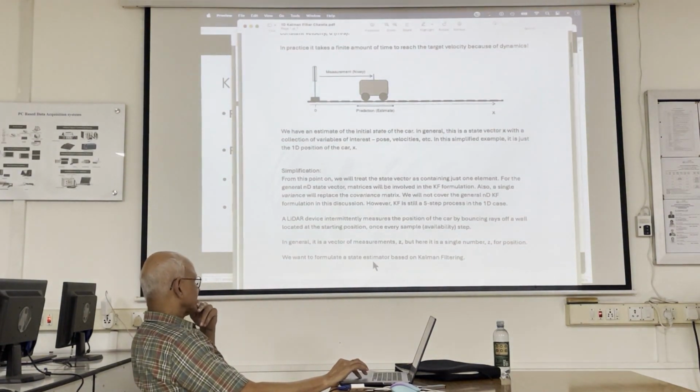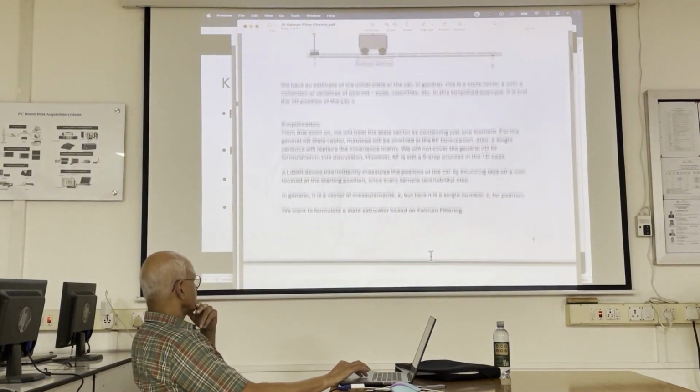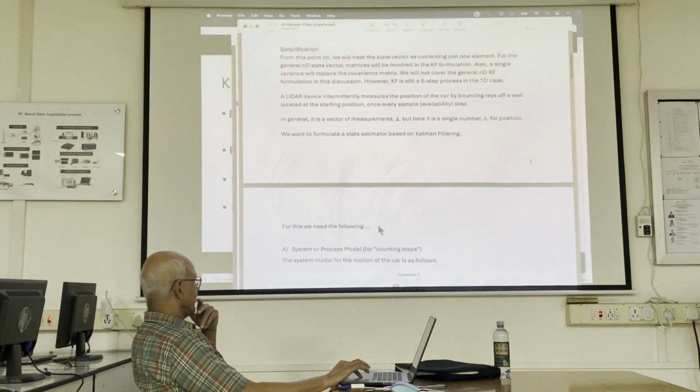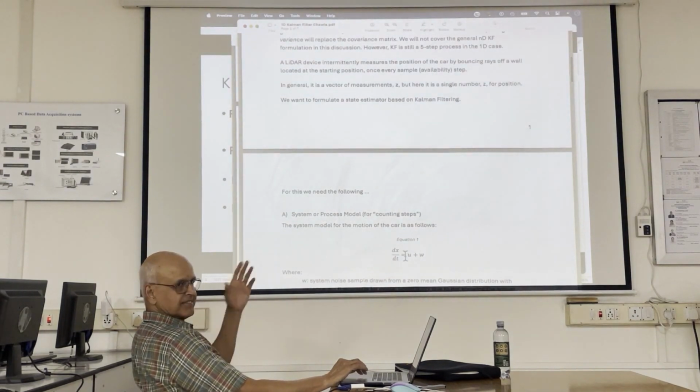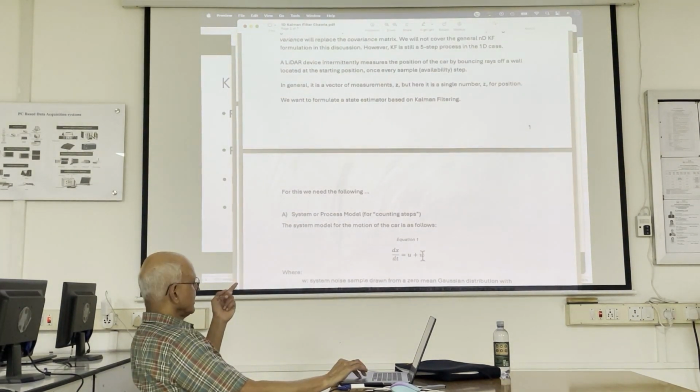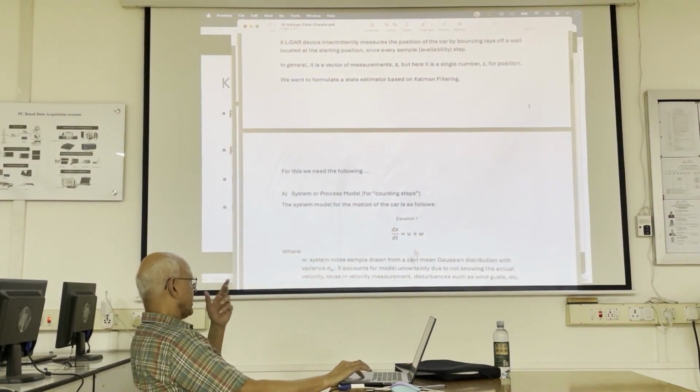Okay, we want to formulate a state estimator based on Kalman filtering. For this, we need the following: a system or process model, there it is, same thing, with Gaussian noise, so we know the mean and standard deviation, or mean and variance.